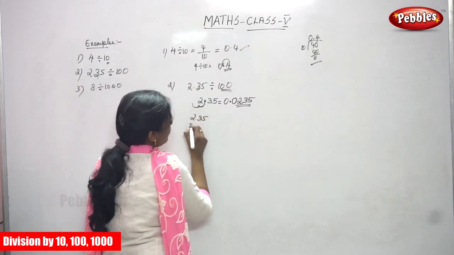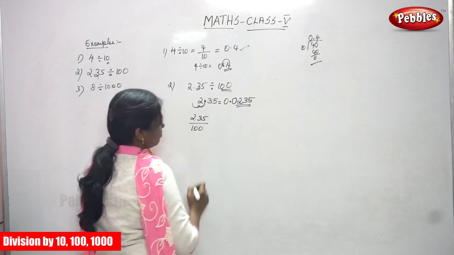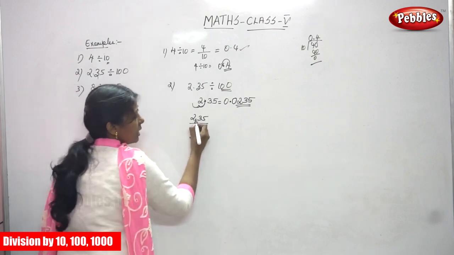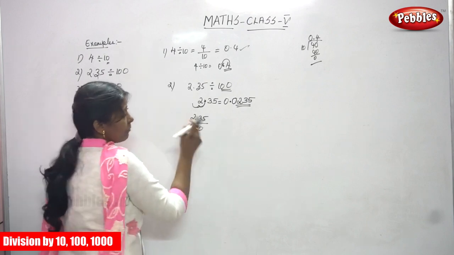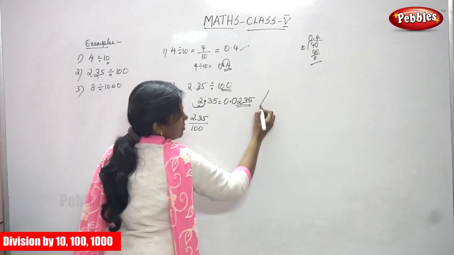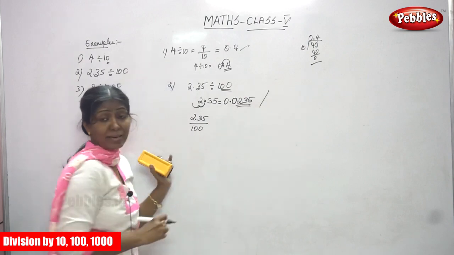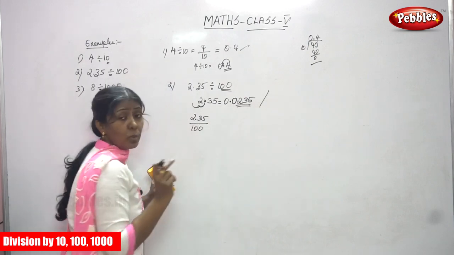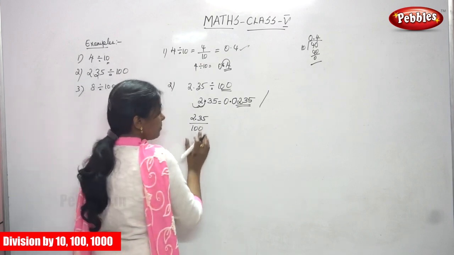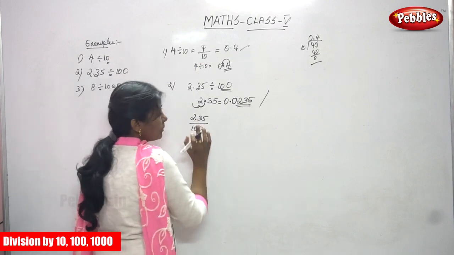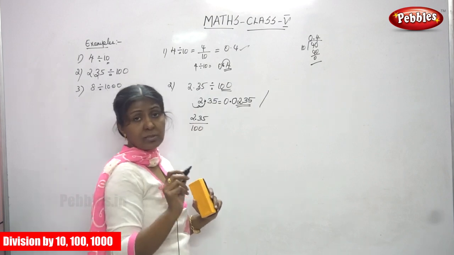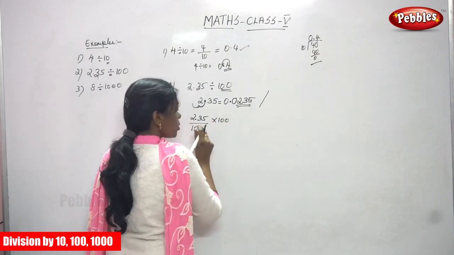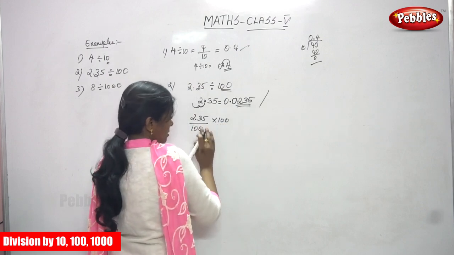2.35 divided by 100. So look at the number. See, 2.35. After the point, how many digits? 2 digits. So first method is over. Second method I am teaching you. So 2.35 divided by 100. Look at this sum very carefully. After the point, how many digits? 2 digits. That means you have to multiply by 100. So I'll explain this.